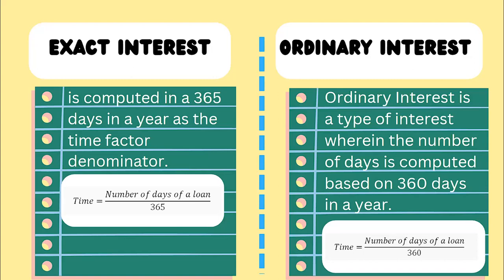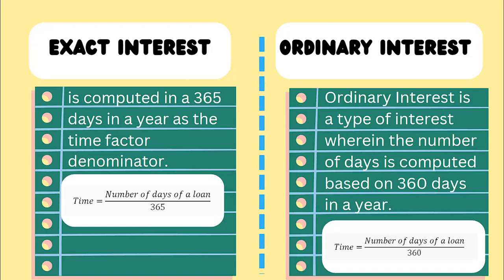For ordinary interest, it is a type of interest wherein the number of days is computed based on 360 days in a year. So the formula, if we have ordinary interest, to solve for the time, is the number of days of a loan divided by 360 days. Whether it is a leap year or not, we use 360 days when we have ordinary interest. So, familiarize yourself with the difference between the two.